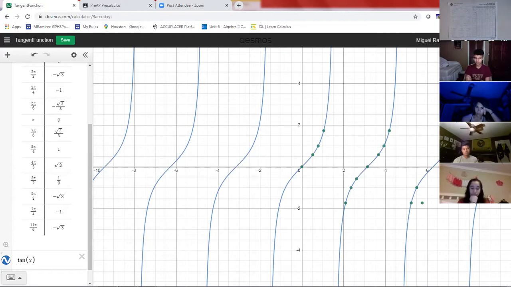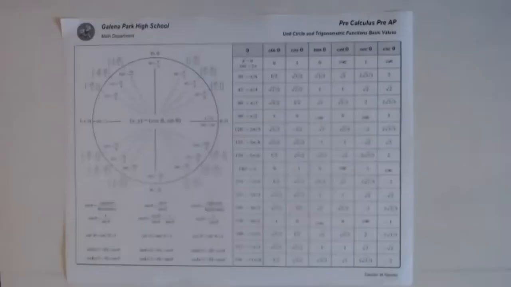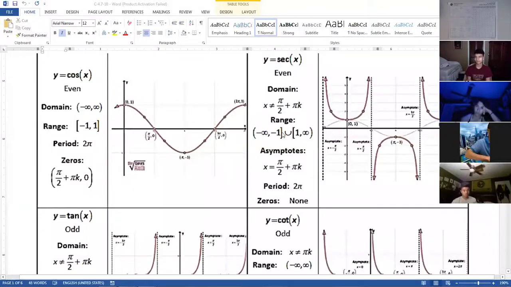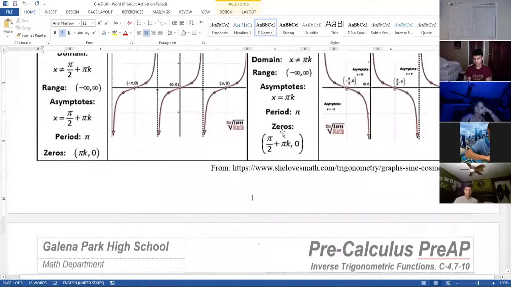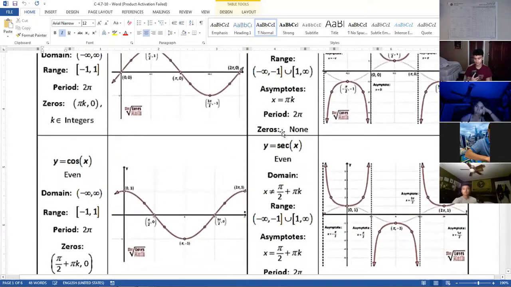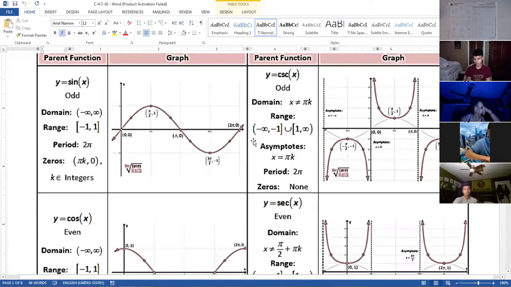Now let me stop share right here and go back to the assignment we are going to be doing today. So here are the graphs of all the trigonometric functions we have to work with: the tangent, the cotangent, the cosine, the secant, the sine, and the cosecant. Pretty much you're familiar with these functions, so I'm not going to work too much with them. The only point is that we have to work with the inverses of these functions.